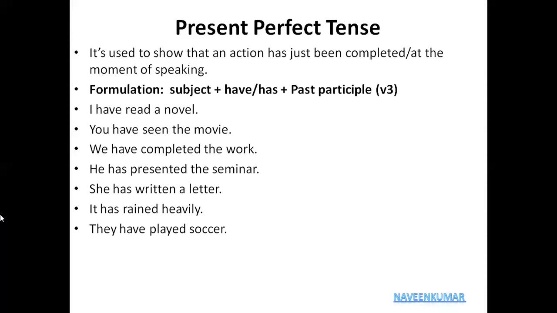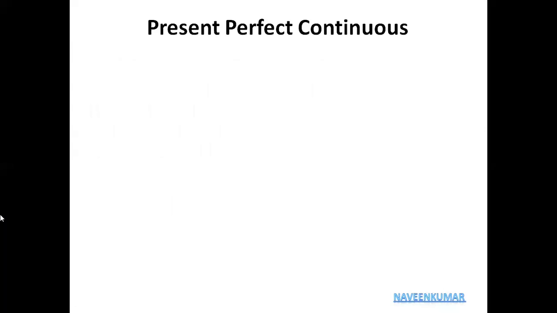So if we mention the time here, at what time it got completed, then it becomes simple past. So that is the only difference between present perfect tense and simple past. That we will discuss later. So let's move on to the next tense, that is present perfect continuous tense.